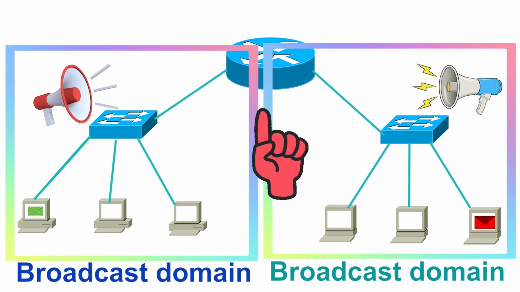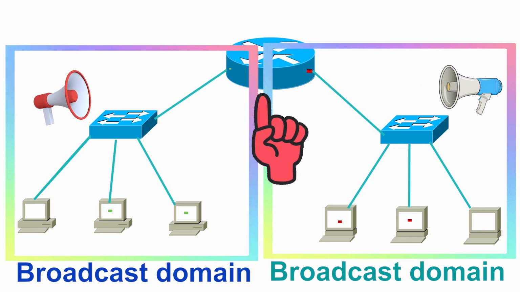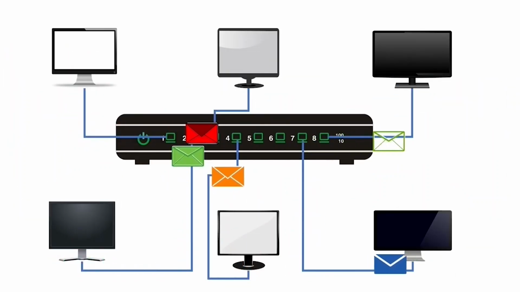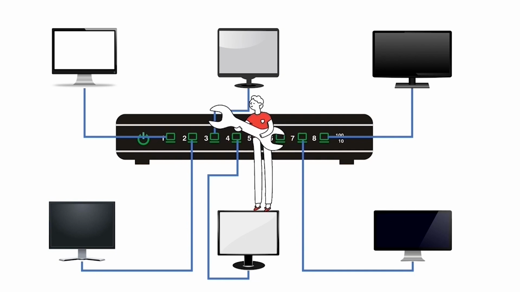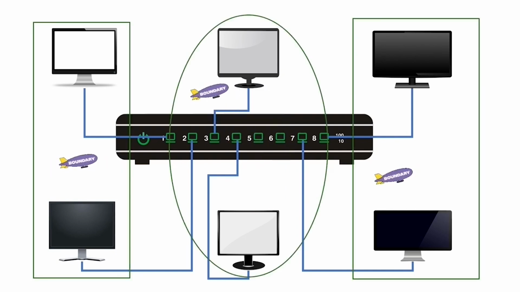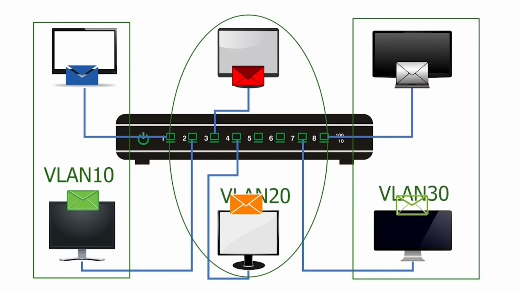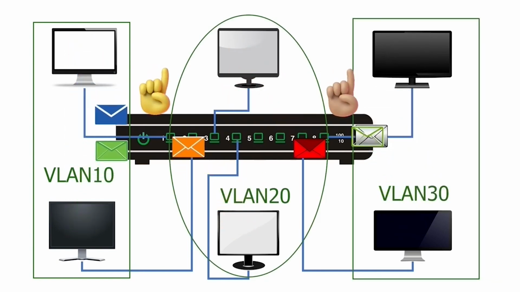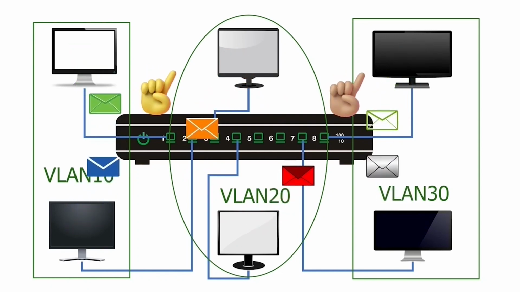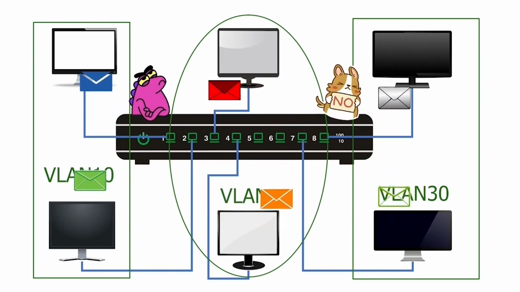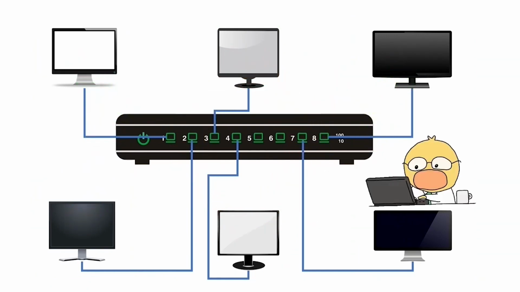By default, only routers create broadcast domains. However, we can use switches to create broadcast domains. Switches have a unique VLAN feature that allows us to create broadcast domains. VLANs create a boundary for broadcast messages. A broadcast message generated in a VLAN reaches all devices inside the VLAN. It does not go outside the VLAN. If 2 devices belong to different VLANs, they do not exchange broadcast messages. We will discuss this feature in more detail in upcoming videos.